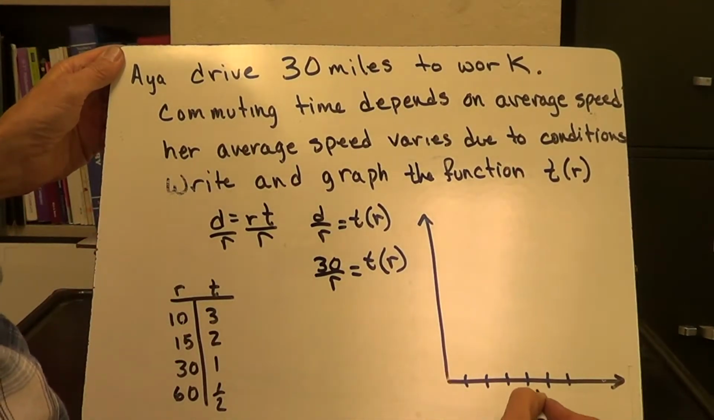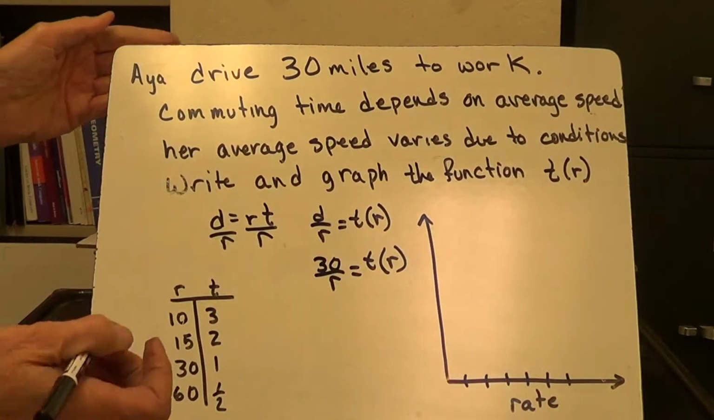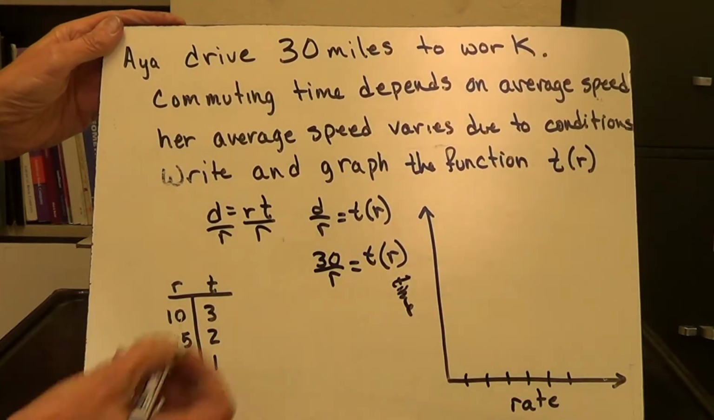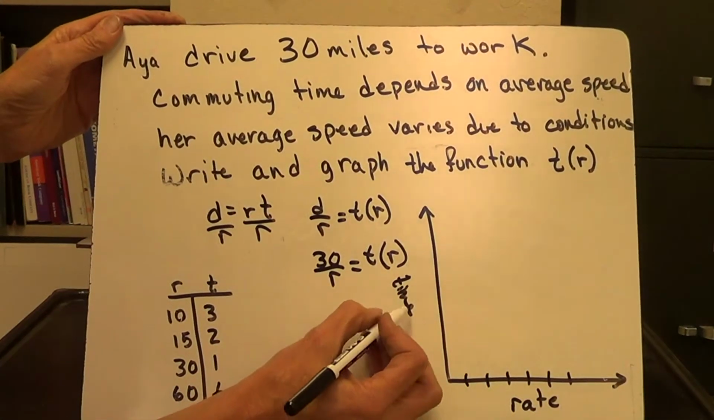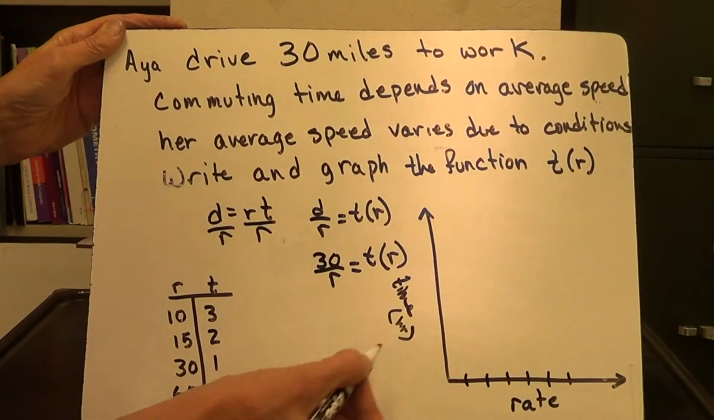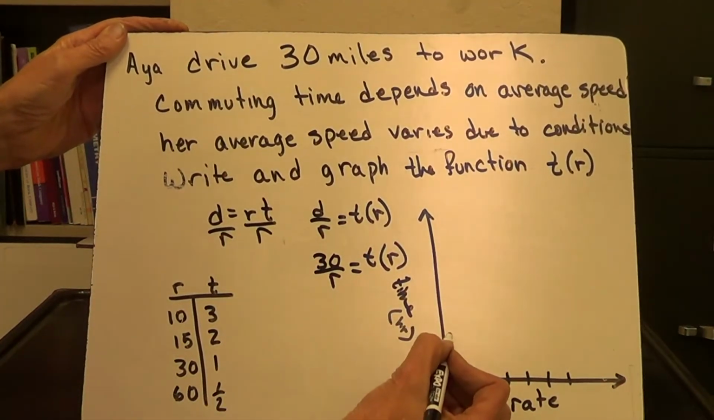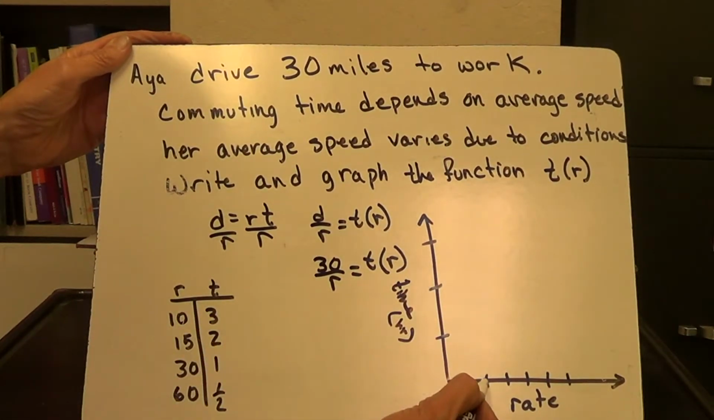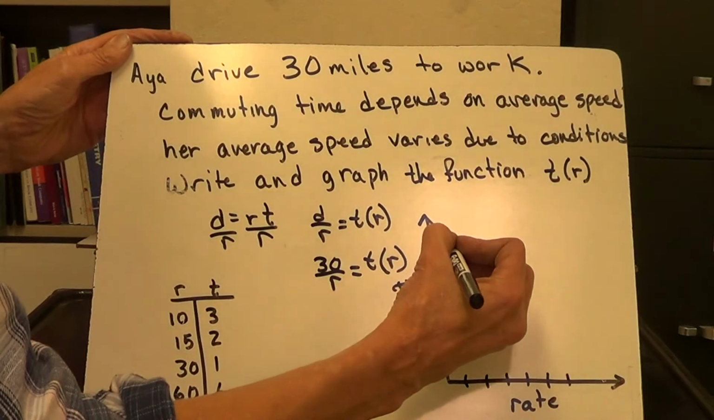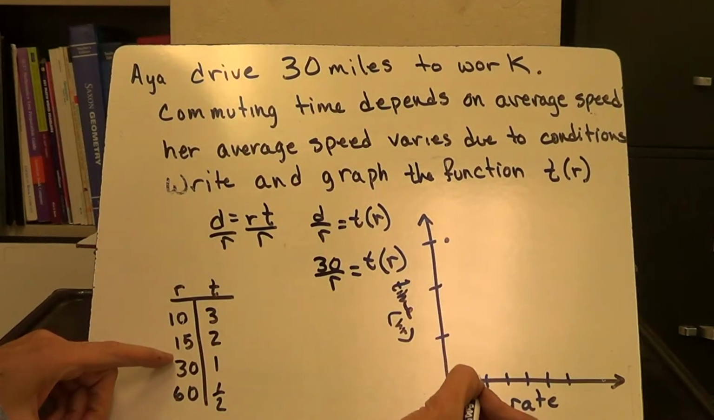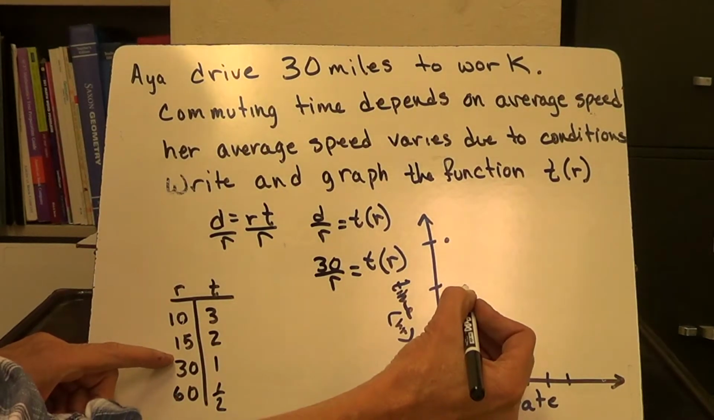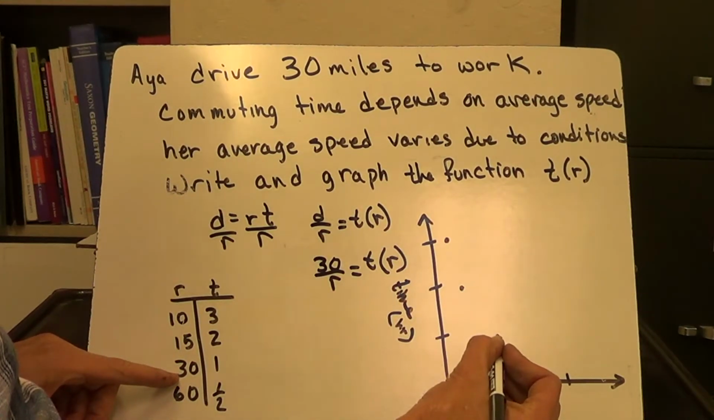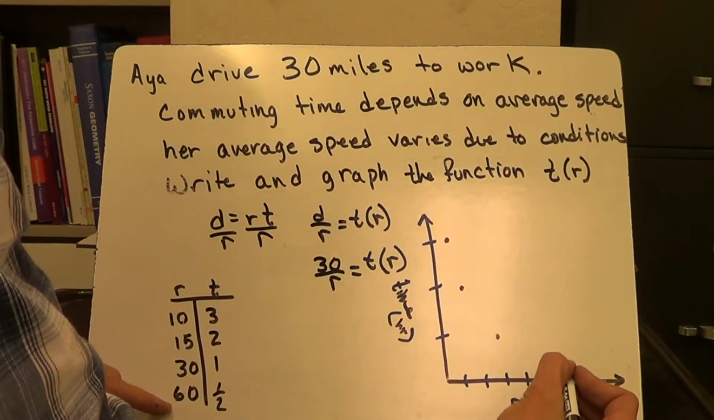I know that because my independent is always on my horizontal axis. My time, I'm assuming this is, it's miles per hour, so it would be time in hours. Okay, so we go 1, 2, 3. At 10, we're at 3 hours. At 15, which would be halfway between 10 and 20, would be 2. At 30, we're at 1. At 60, we're at a half.